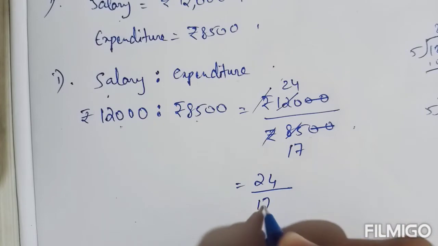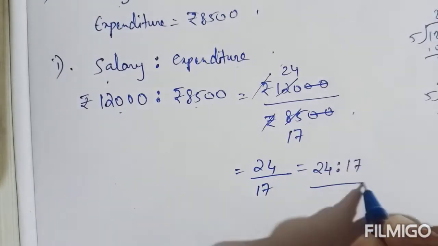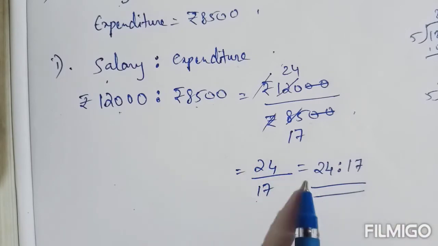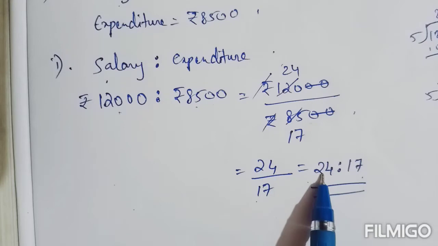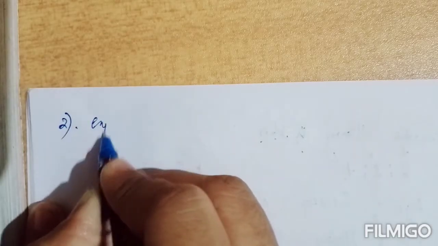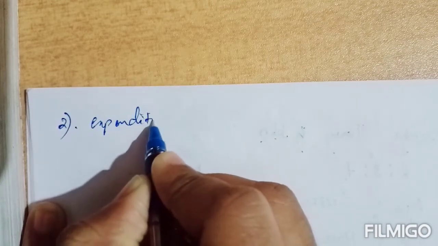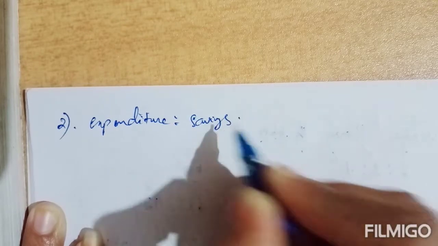24 by 17, that is 24 is to 17. A by B we can write as A is to B. So 24 by 17, in ratio, we can write as 24 is to 17. So this is the ratio of his salary to expenditure. Second question, expenditure to savings. So you have to find the ratio of expenditure to savings.